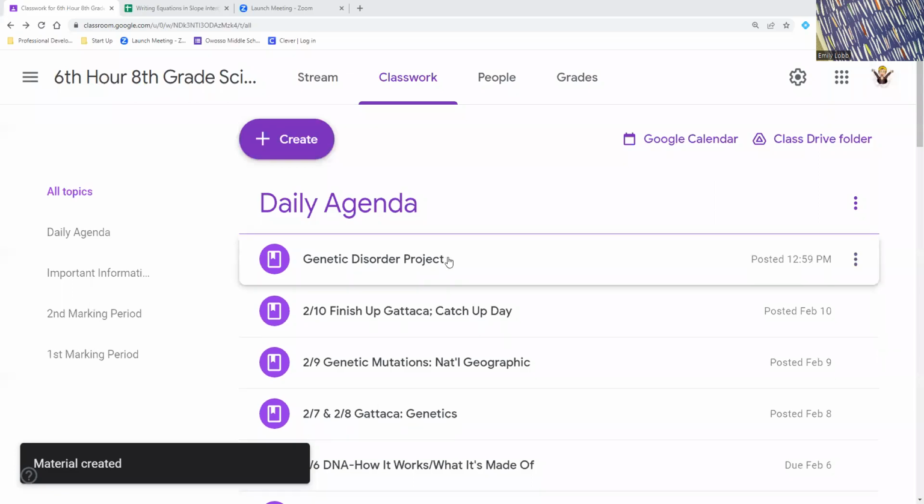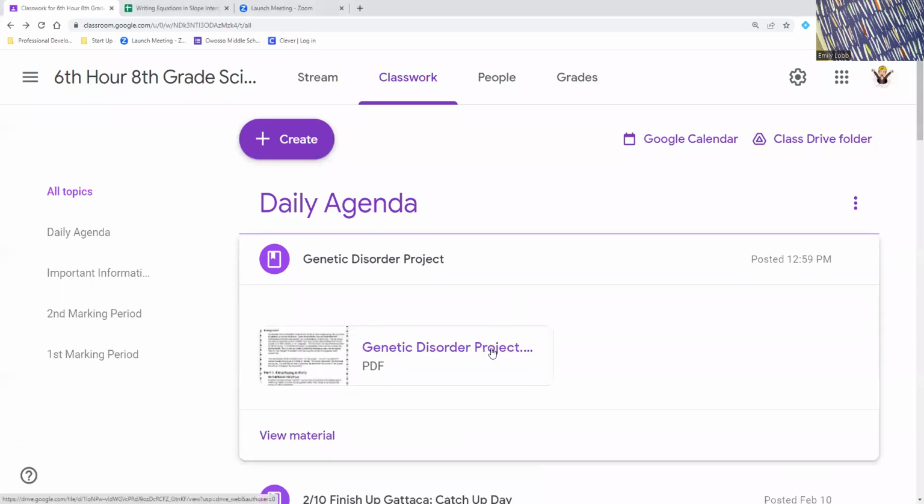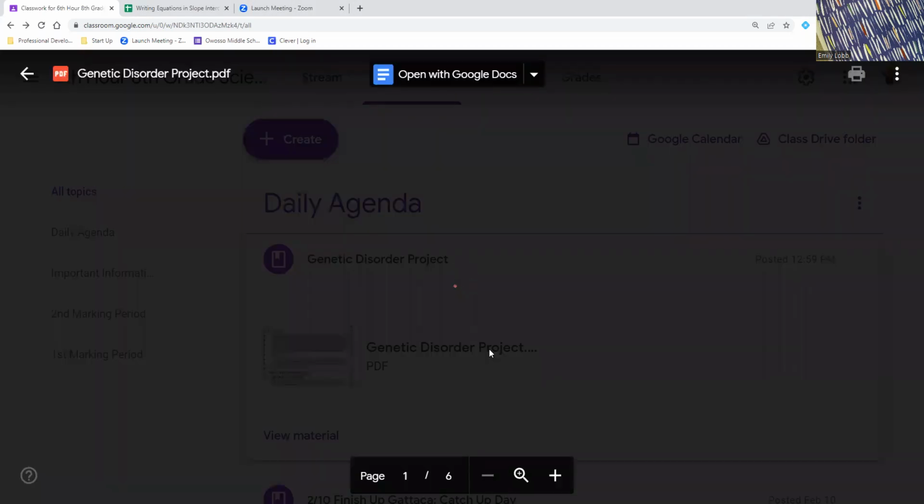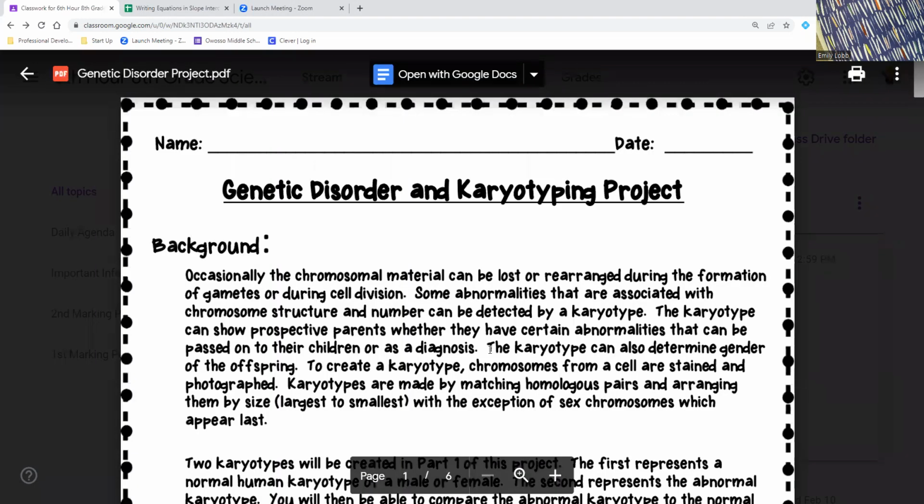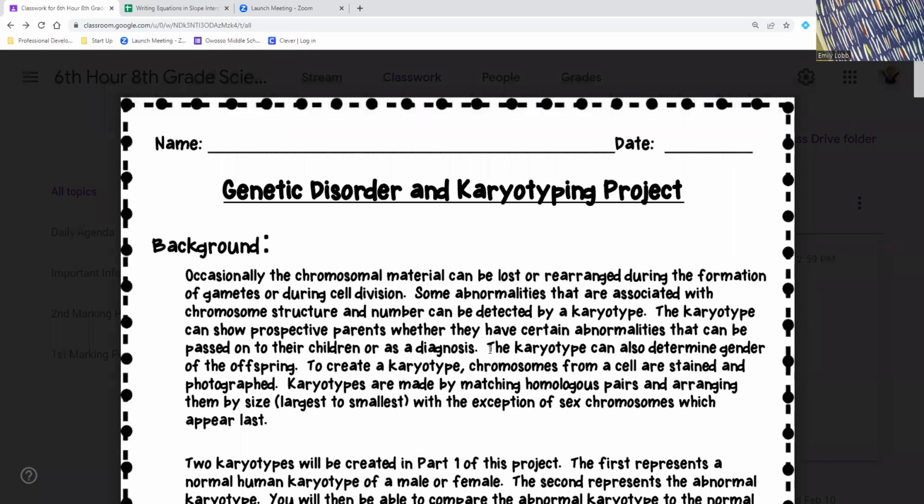So in front of you, you have your genetic disorder project. Projects denote something that's of high importance. It's graded like an assessment. So remember, all of your assessments make up 90% of your grade. So these are all very important things.